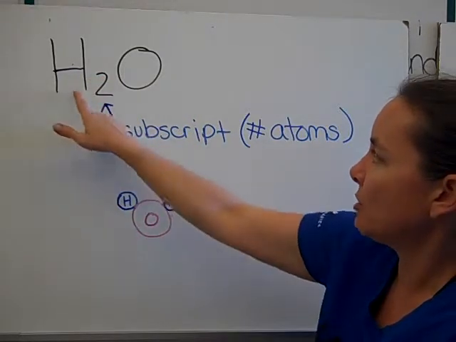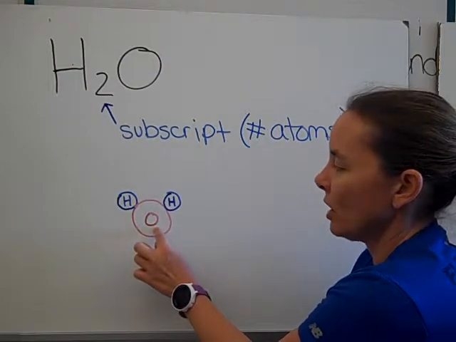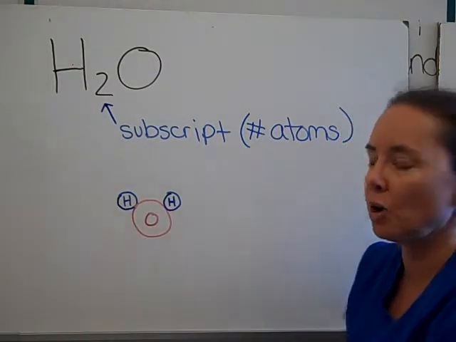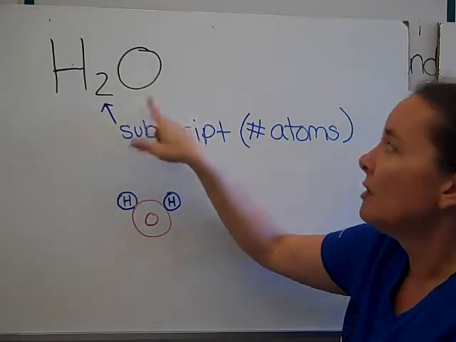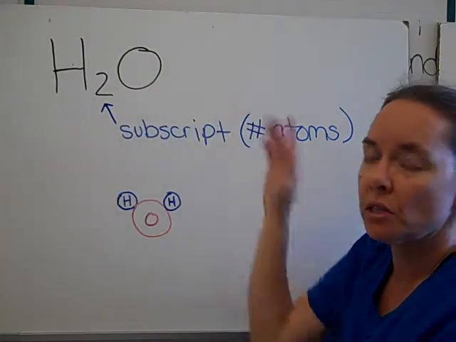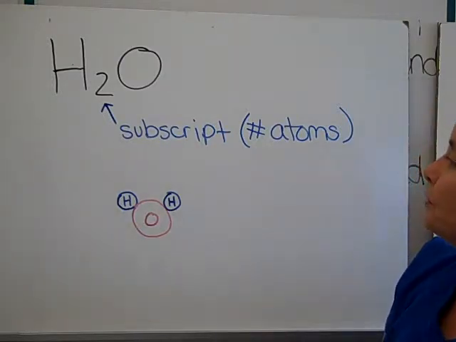So that means 2 hydrogens, 1 oxygen. This is our little Mickey Mouse water molecule. If there's only 1 of the atom, then we don't need to write a 1 here. We just assume there's only 1 if we don't see any sort of subscript.